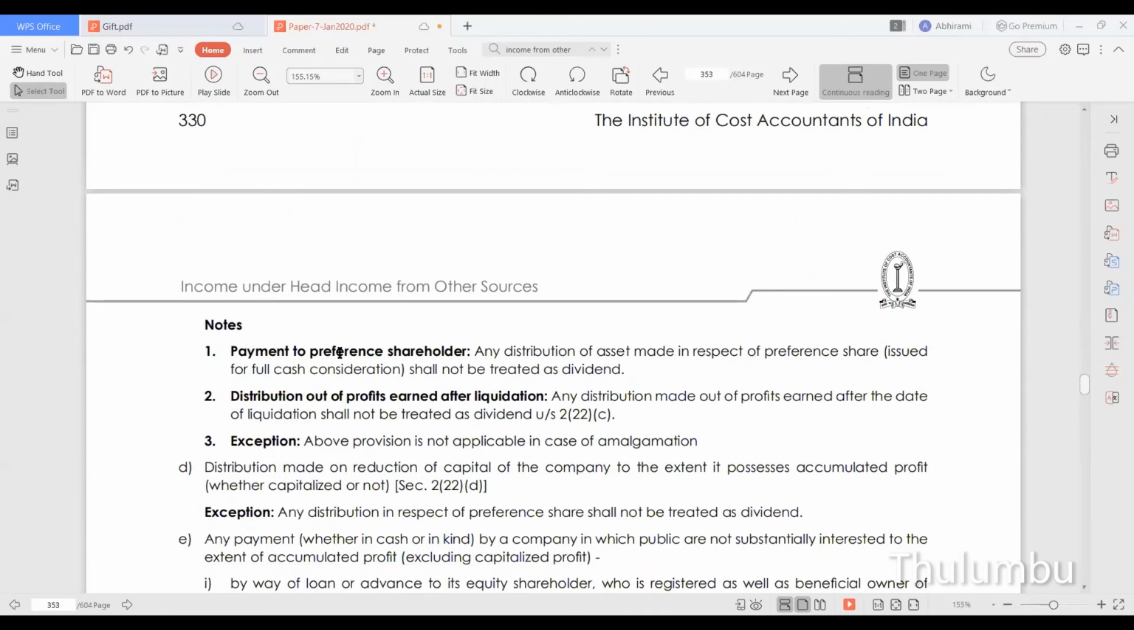Notes: payment to preference shareholder. Any distribution of assets made in respect of preference shareholders shall not be treated as dividend. So at liquidation time, if it is given to preference shareholders, it is not to be considered as dividend.